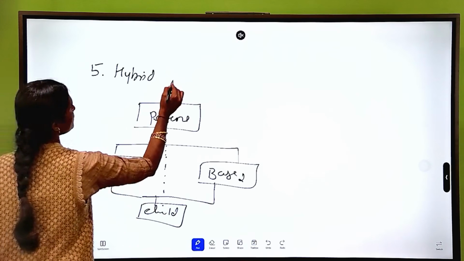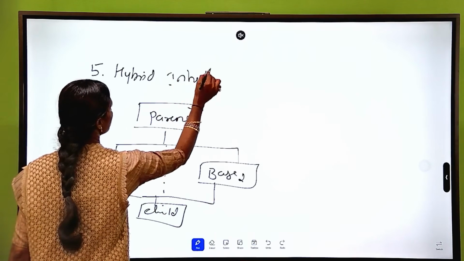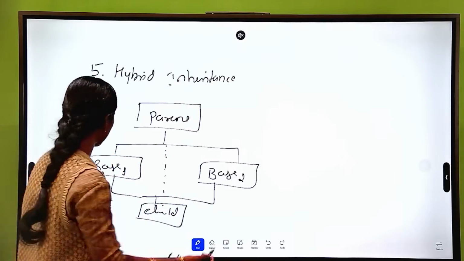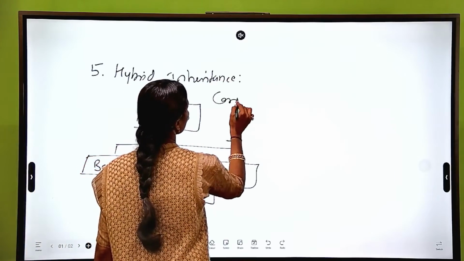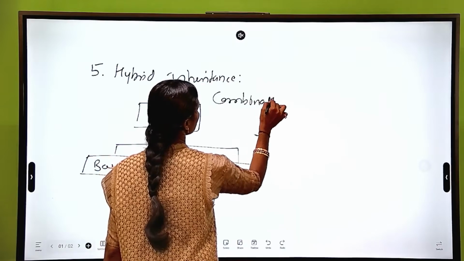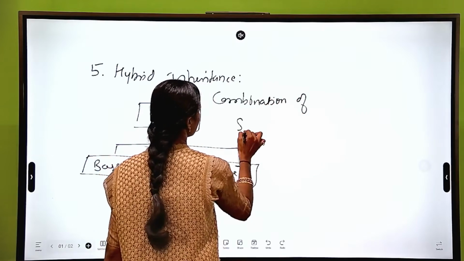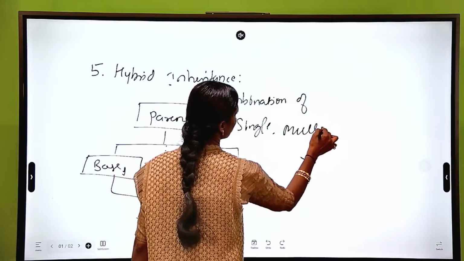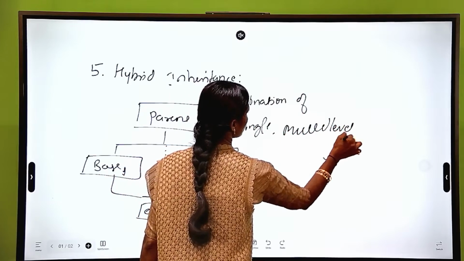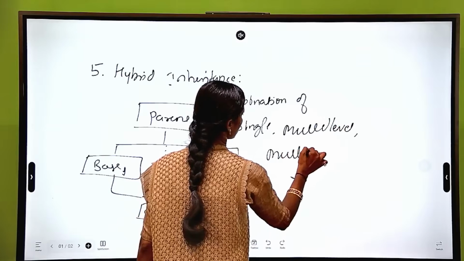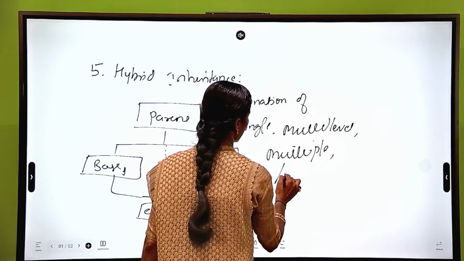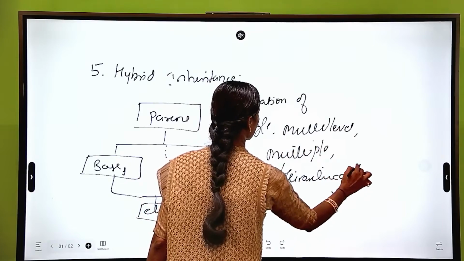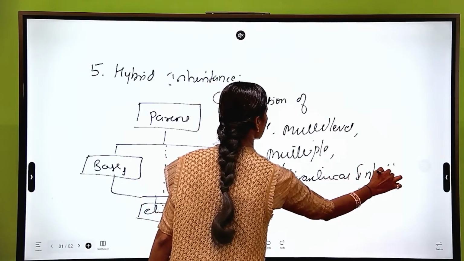How is it represented here? How are you going to define this? Hybrid inheritance is a combination of single, multi-level, multiple, and hierarchical inheritance. That is called hybrid.